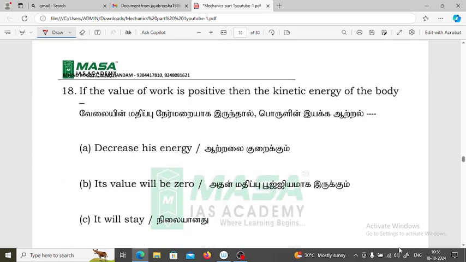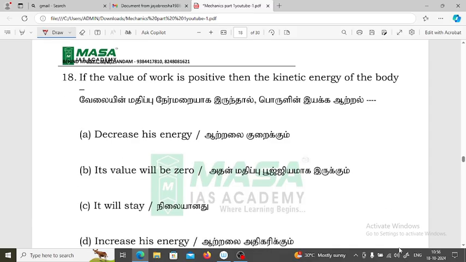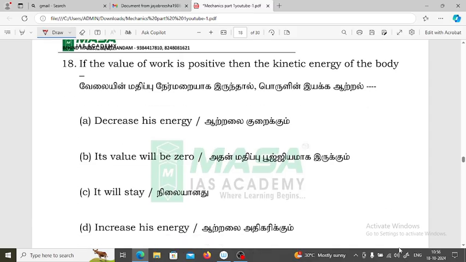Question number 18. If the value of work is positive, then the kinetic energy of the body. வேலையின் மதிப்பு நேர்மறையாக இருந்தால் பொருளின் இயக்க ஆற்றல். Easily we analyze. If the value is positive, F and work done are in the same direction. In whichever direction we apply force, work happens in the same direction.